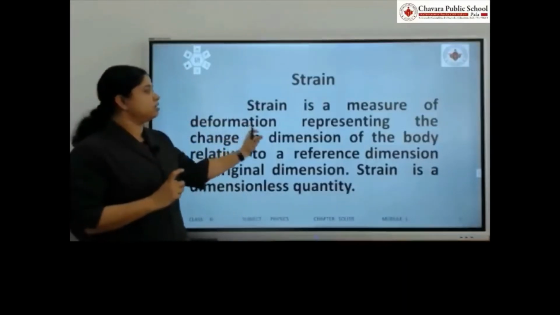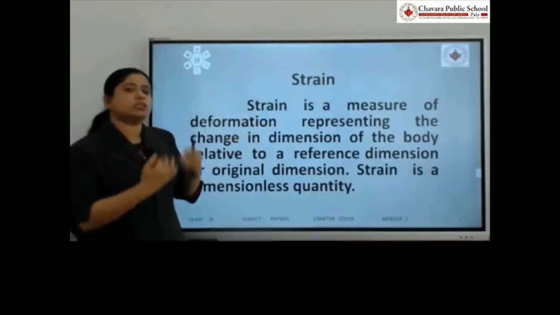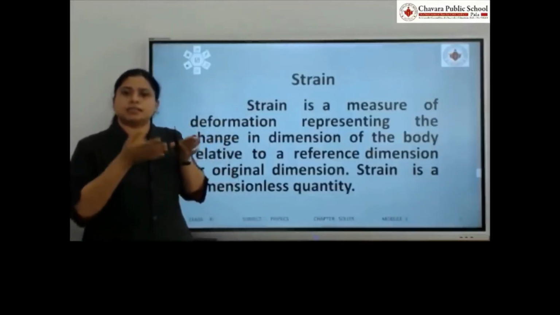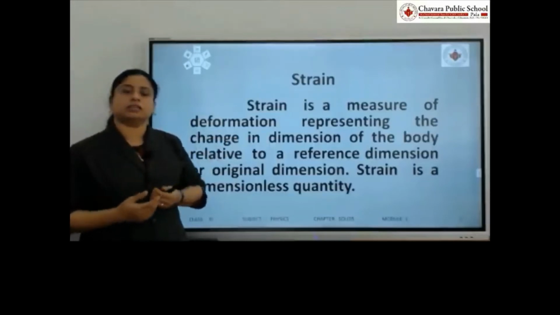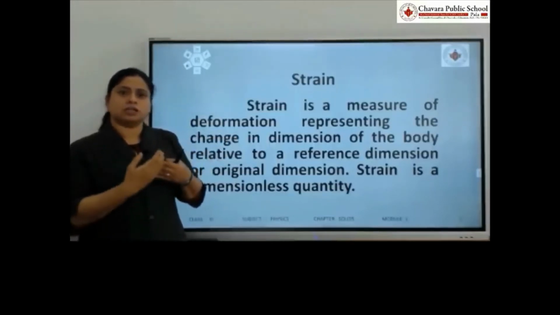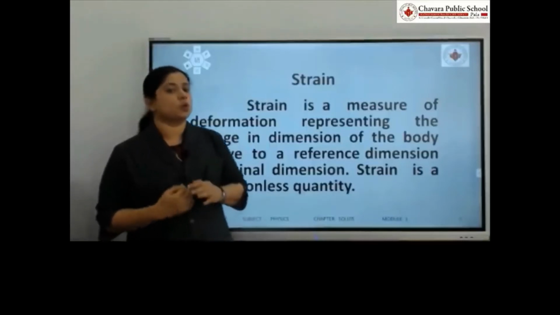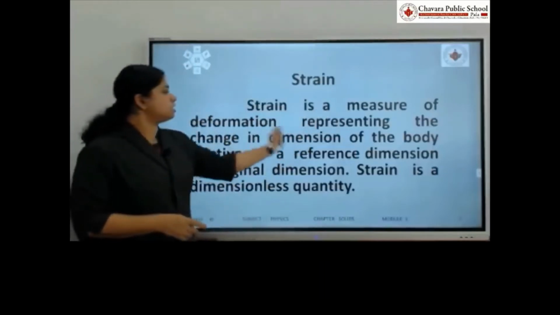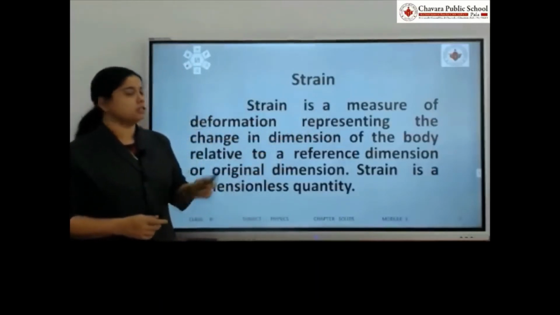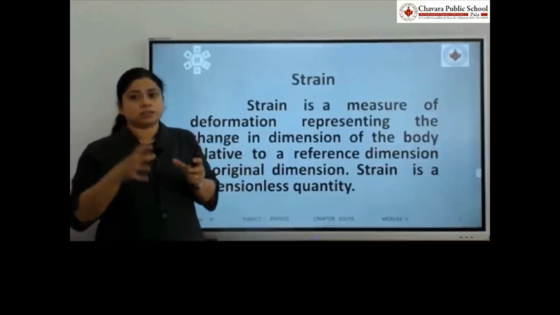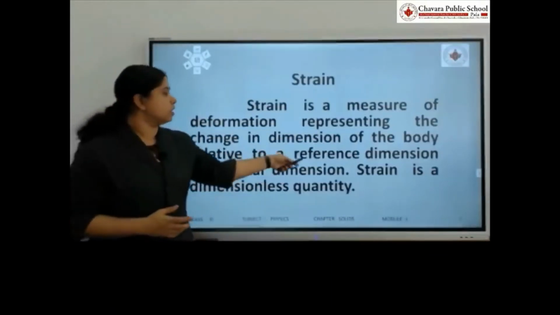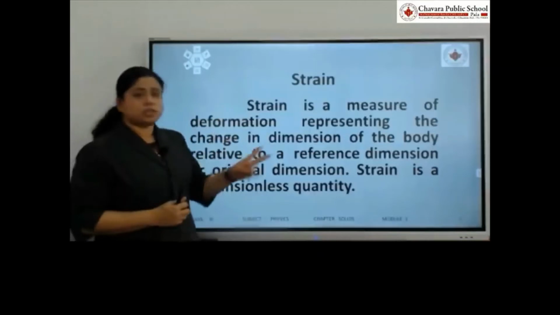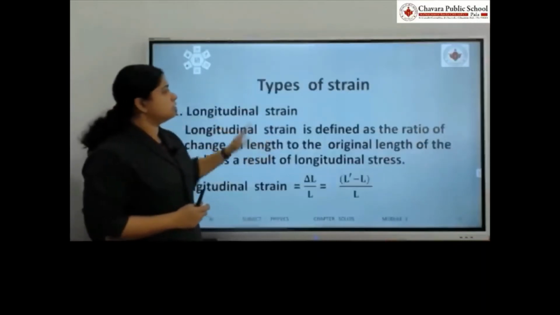So, strain is a measure of deformation with respect to the original dimension or original value. So, original length is L and the change in length is delta L. So, the change in deformation relative to the original dimension is the measure of strain. That is, first, the change in dimension of the body. Change in dimension of a body relative to a fixed dimension or relative to a reference dimension, that is known as strain. So, we have three types of stress, that is why you have to consider the types of strain.